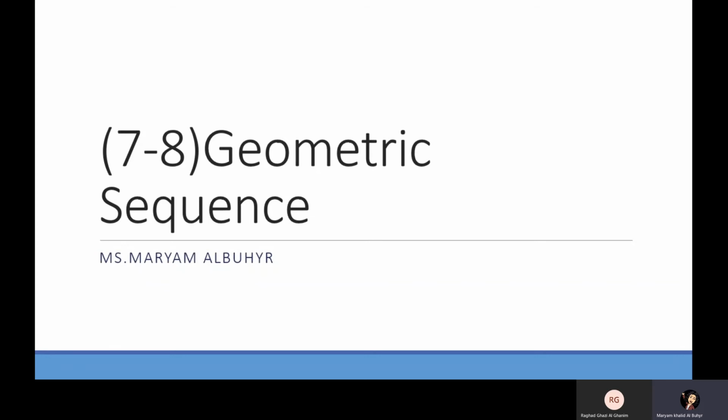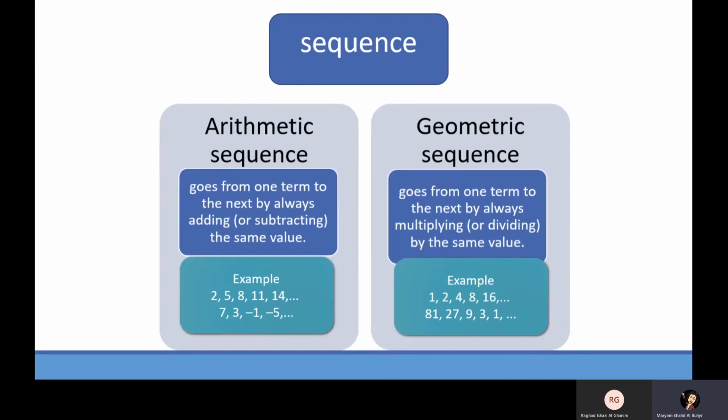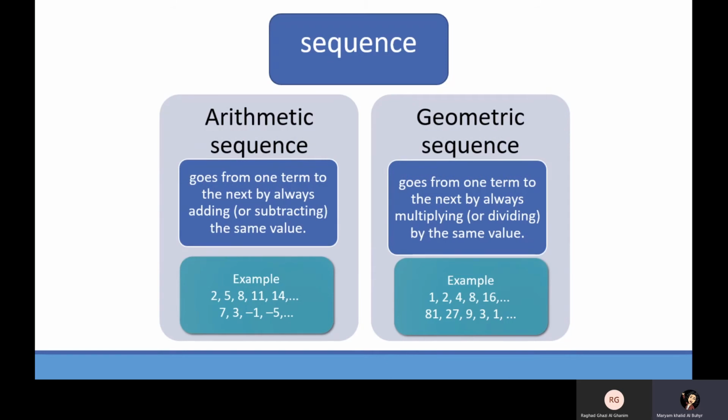Geometric sequence, and I just showed you this video, which is just kind of change. Then I gave you two sequences before. In general, what is the meaning of a sequence? A sequence is a list of numbers or items. And we had before two kinds of sequence: arithmetic sequence, and we also discussed geometric sequence, which is the main concept from this lesson.